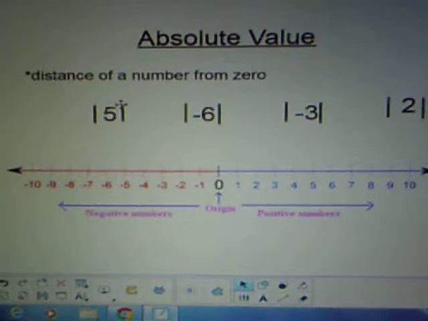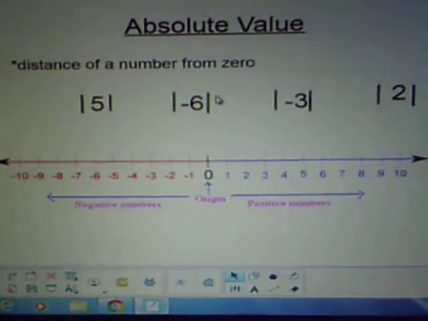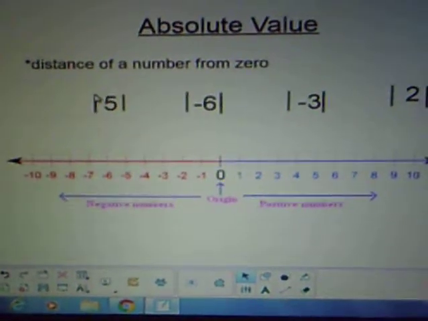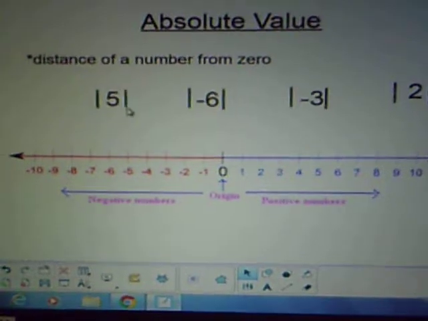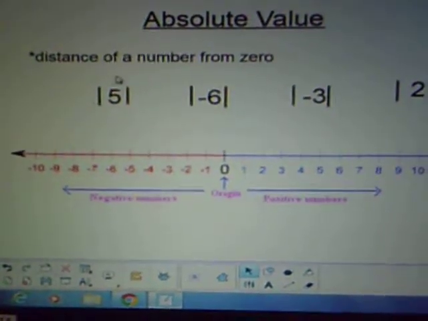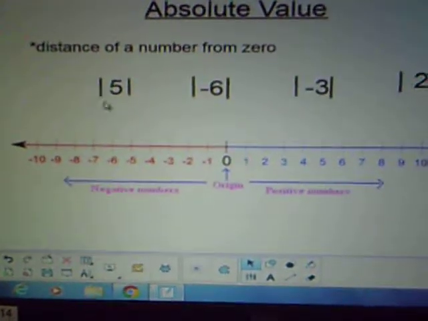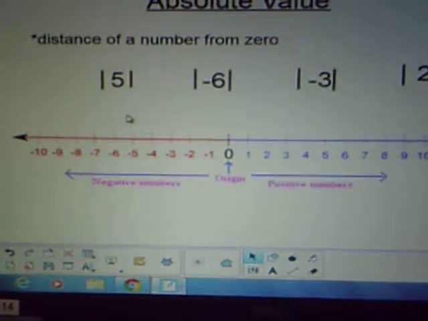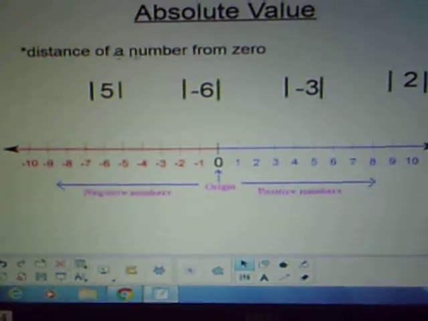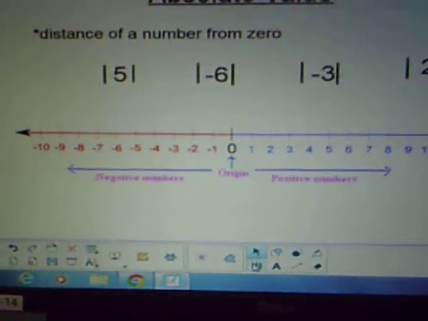This symbol here, so this set of vertical lines that's around each of these numbers, is the absolute value symbol. So when you see a number that's surrounded by these 2 vertical lines, it simply is asking for the absolute value of the number on the inside. So this one is asking for the absolute value of 5, which simply is asking again for the distance of that number from 0. How far is 5 from 0?